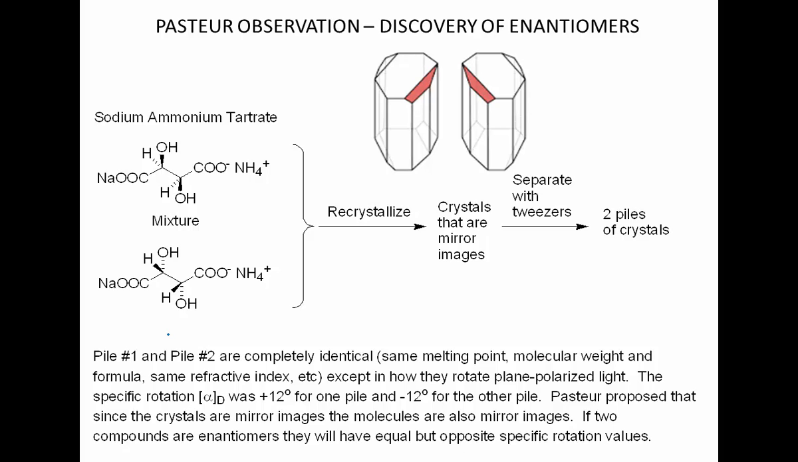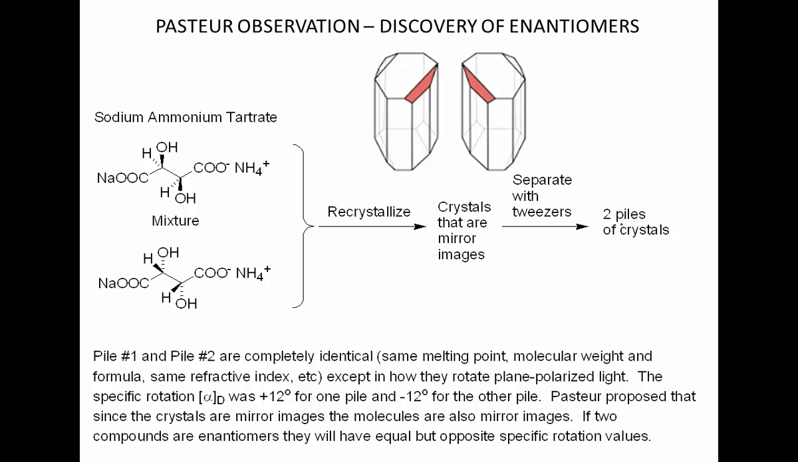And kind of by some strange accident, he looked at his crystals under a microscope and noticed that he had two types of crystals that were mirror images of each other, and the crude representation of them is depicted here. So he did a very tedious thing. He took a pair of tweezers and separated the mirror image crystals, and he now had two piles of crystals, one of one mirror image, one of the other mirror image.